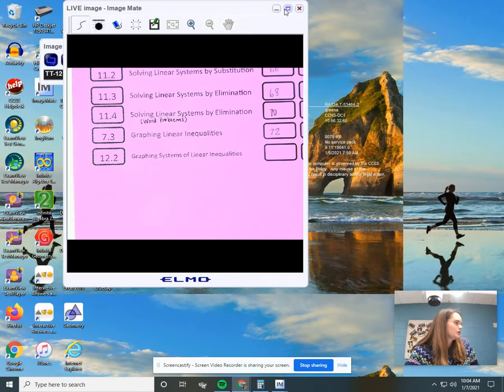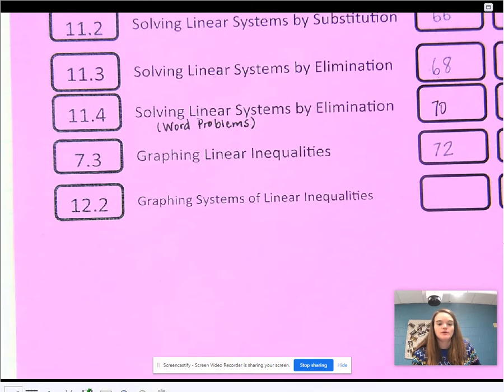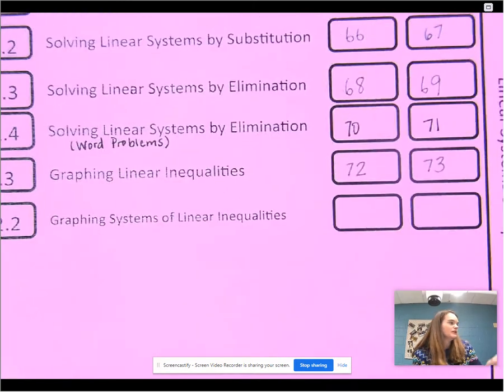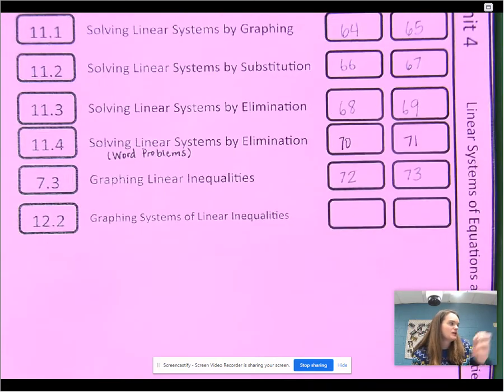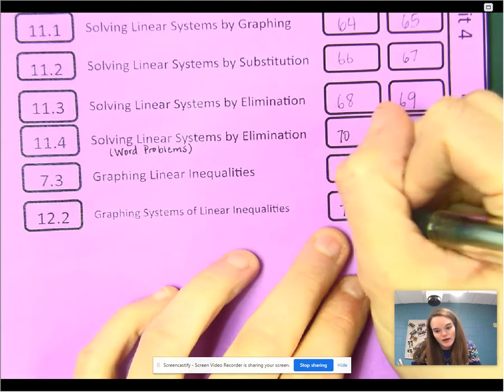Guys, let me make this full screen. In this video and in the next video, we are going to be talking about graphing systems of linear inequalities. We've already graphed linear inequalities. Systems meaning we're just going to graph more than one at a time. And that will be on pages 74 and 75.